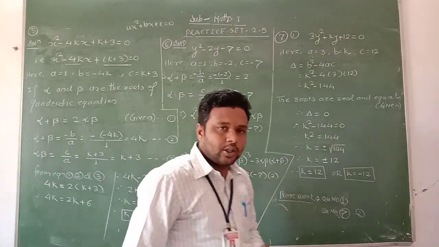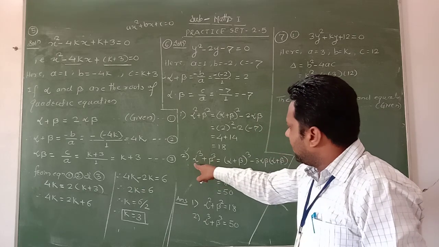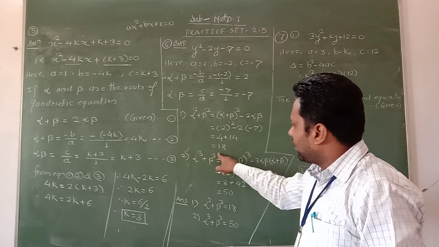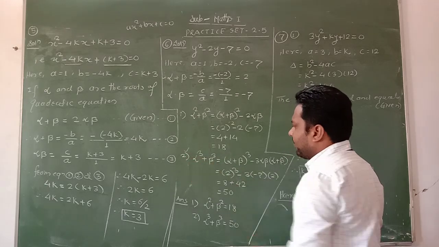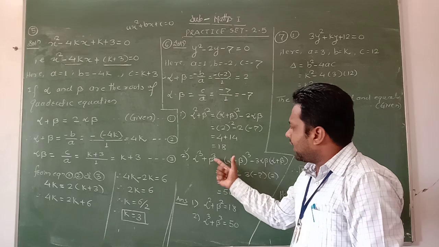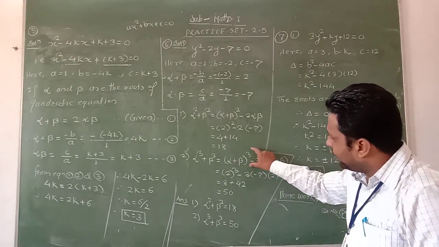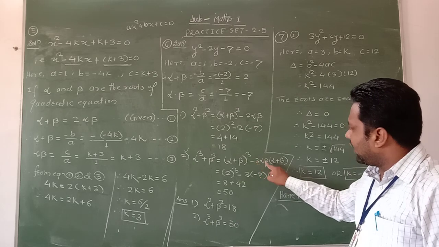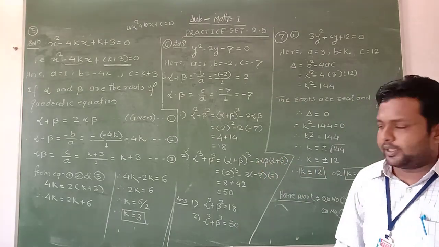Then in this question, the second thing you have to find out is alpha cube plus beta cube. You have to find out the value of this. Now what is the identity for this? Alpha cube plus beta cube is equal to (alpha plus beta) whole bracket cube minus 3 times alpha beta into bracket alpha plus beta. This is the identity.